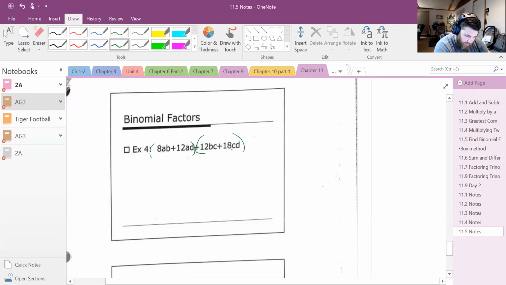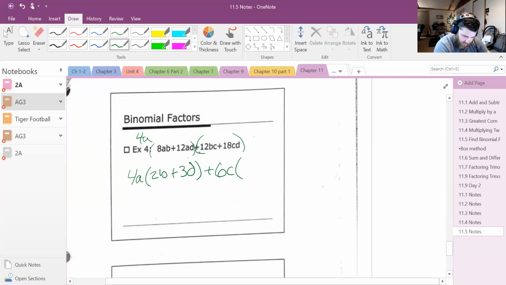Group the first two, group the second two, pull out a 4a. So 4a out of the first two. So we get what? 2b plus 3d. What can we pull out of the next two? Can I get to 2b plus 3d out? Yeah, we're good here too.